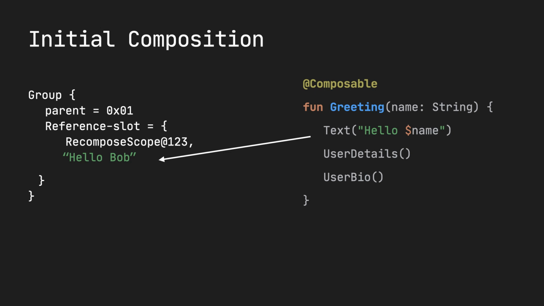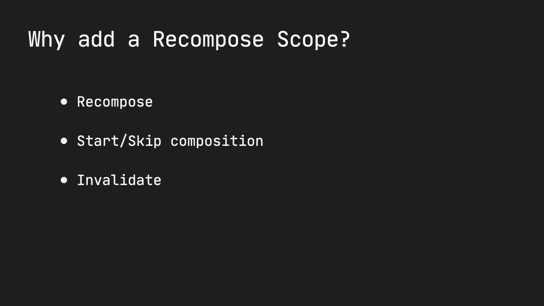So after this, the important thing to understand again is the purpose of this recomposition scope, which is to be able to later recompose this, to be able to call that updated scope again, to be able to skip and invalidate.